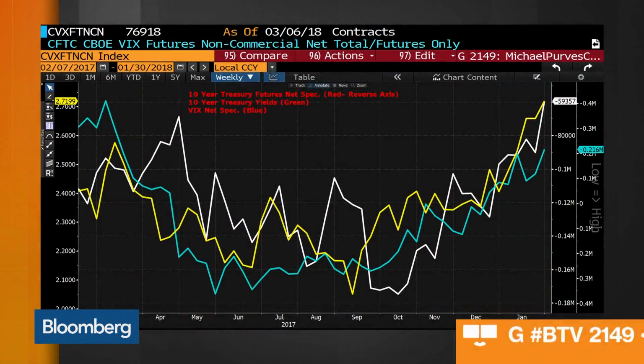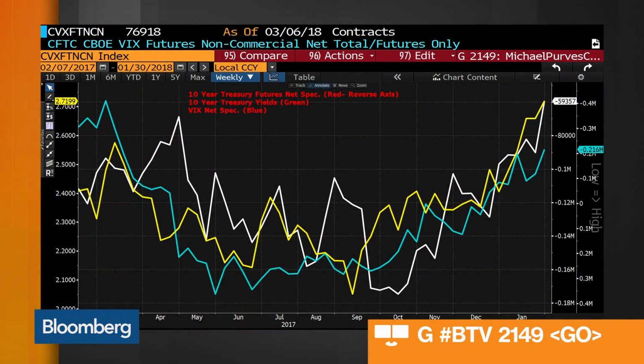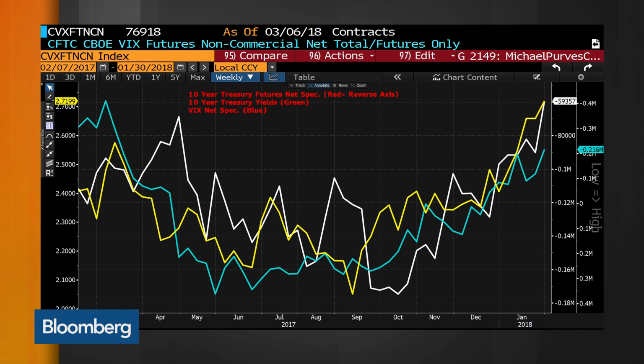We have a chart that you brought us. I have it on my terminal if we can bring it up. And it looks at VIX positioning and 10-year positioning and VIX. Why don't you tell us what we're looking at here? Yeah, so what we're looking at is VIX positioning and Treasury positioning. That's on a reverse axis to show the correlation, and then just the 10-year yield, which is the green line there. And what's really interesting to note is how all those lines are moving together really since the rate bottom last September. And I think there's two things to take away from this.